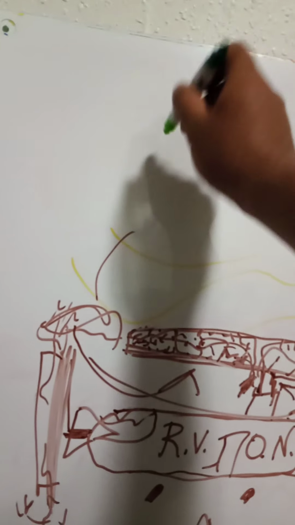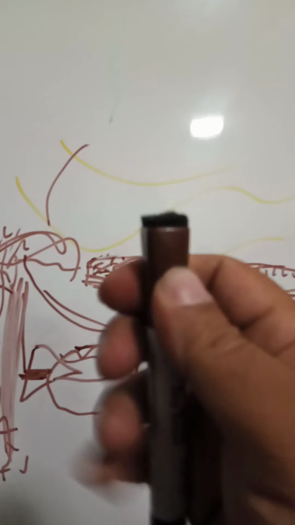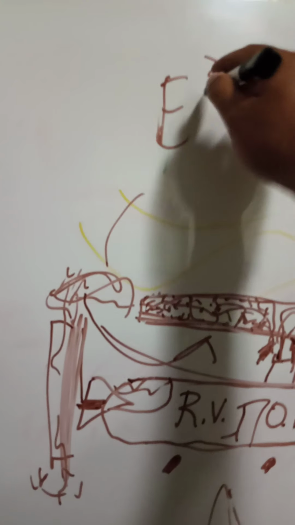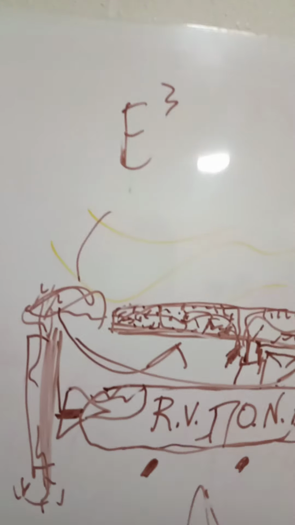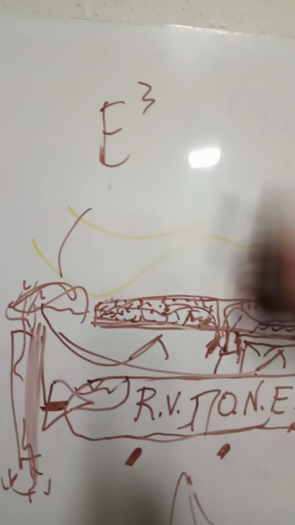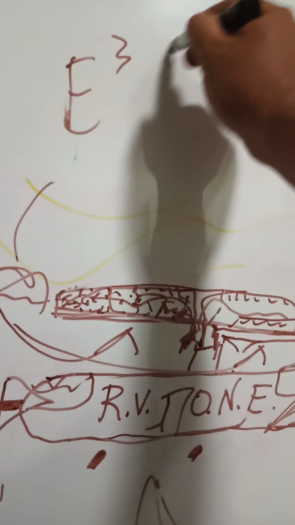Let's go with up. Let's go with e to the third power. Okay, it's education to the third power, and we say cosivo. You want cosivo? Here we go.